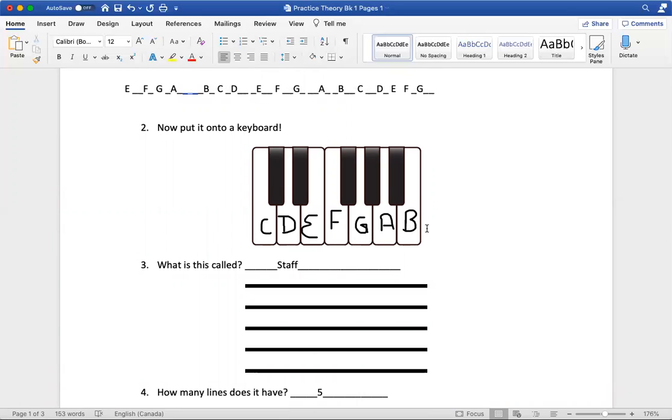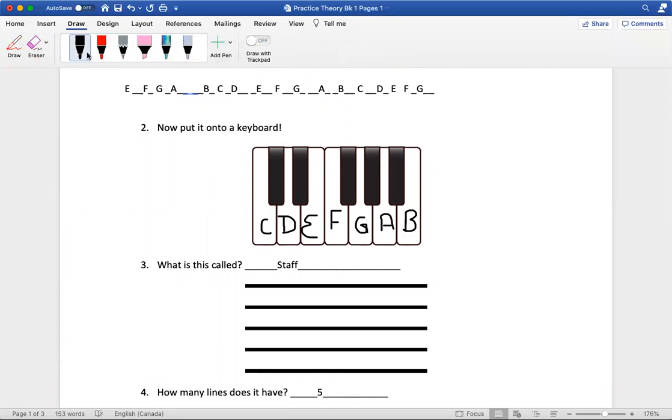Remember, what would come next? Let's figure that out. What would come next on both sides? A, B, and then we have C would be our next note. And what would come before C on this side? Let's cheat. Let's use this B and remember that the B comes before C.